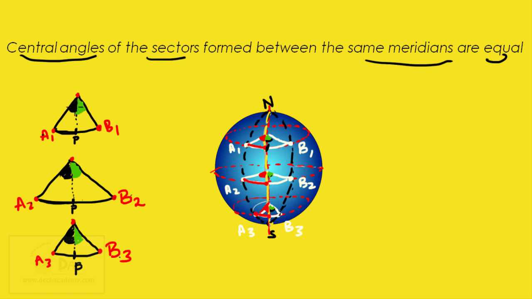that means the total angle at the center of this sector is the black plus green. Same thing here, black plus green, black plus green. So that means all these angles are the same. And this demonstrates the idea that points on the same line of longitude have the same longitude. But this is just useful to know. So keep that in mind.